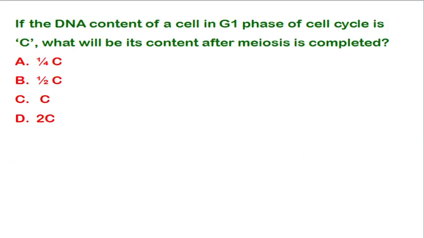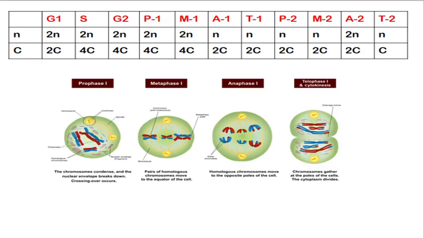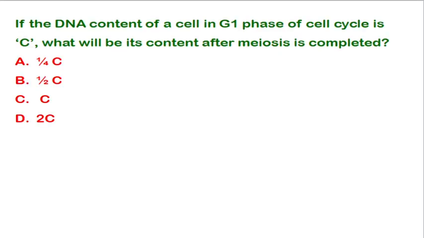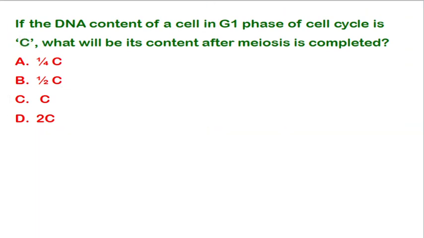Now the question: the DNA content of a cell in G1 phase of the cell cycle is C. What will be the DNA content after meiosis is completed? At the end of meiosis, the number of chromosomes will be n and the DNA content will be C, so the DNA content will be reduced to half. The correct answer is C by 2, because in the initial G1 phase of the cell cycle it is C. After meiosis is completed it becomes half. Therefore the answer is C by 2.